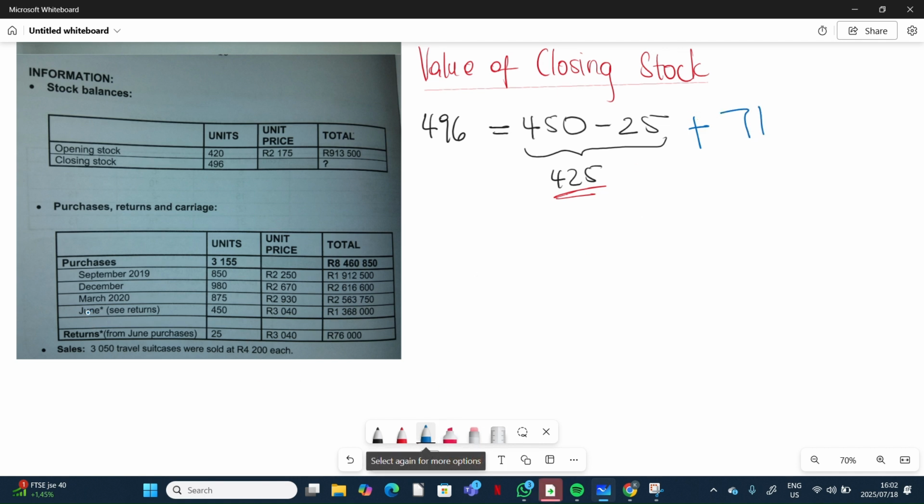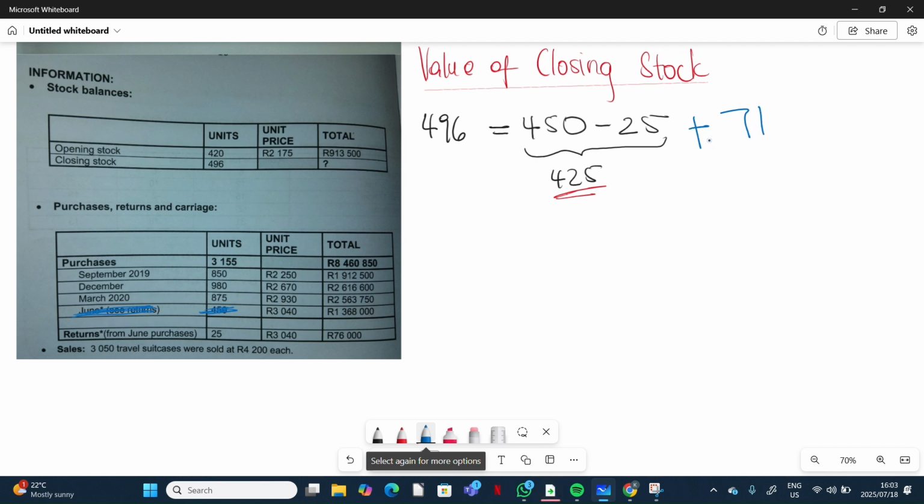So meaning that if you come here, June, we didn't sell anything basically from June, right? We didn't sell anything. Why didn't we sell anything? Because for the closing stock, we have 496 units, and the stock for June that they had is 425. So this 425 is included in this 496 that is still left in the business at the end of June. But now this 71, where is it coming from?